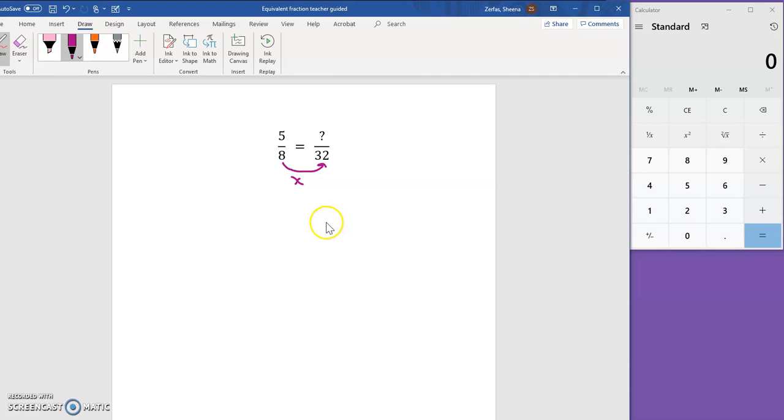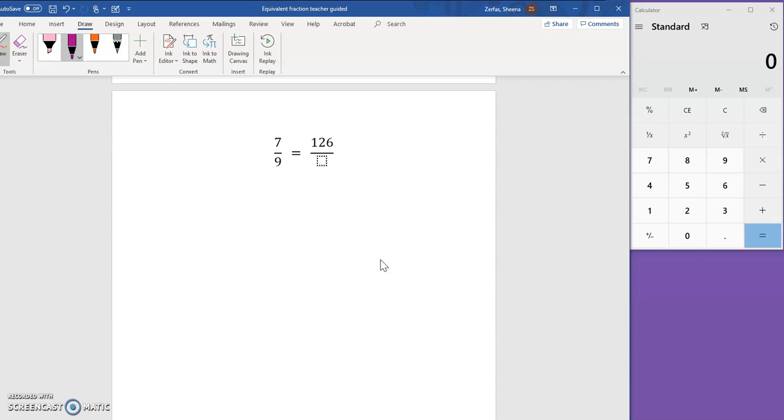Using your knowledge of multiplication facts or using a multiplication table to help you, you know 8 times 4 would be 32. So to solve for this question mark, I'm going to repeat whatever I did to the denominator to the numerator. So if I multiplied 8 by 4, I also have to multiply 5 by 4. And the answer here is 5 times 4, which is 20.